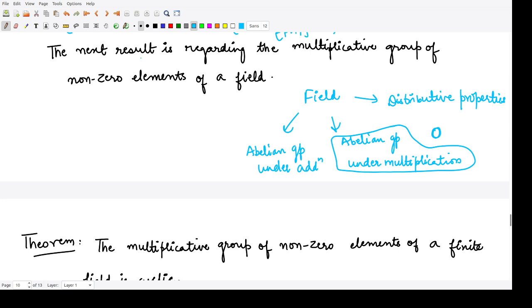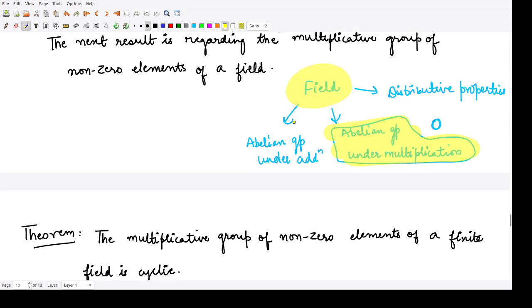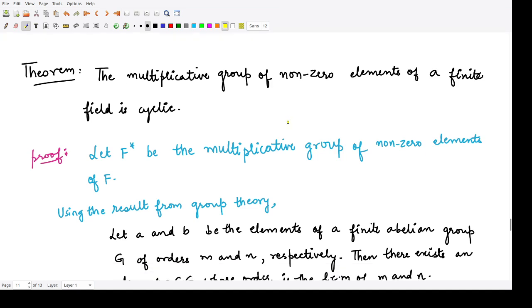So in this theorem we shall be talking about this abelian group, which is formed by multiplication of this field F. Okay, so let us see what is the result. The result is the multiplicative group of non-zero elements of a finite field, that is cyclic. So this is a very important result. So let us try and prove it.